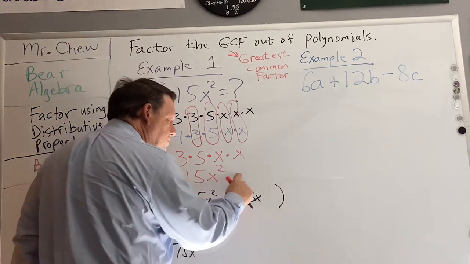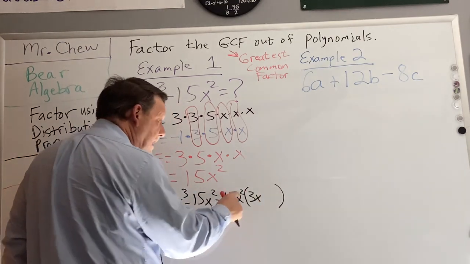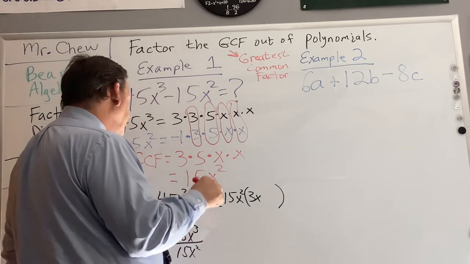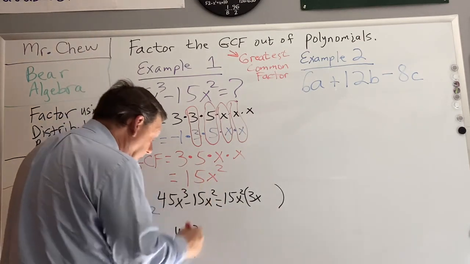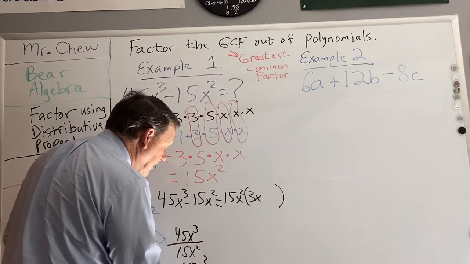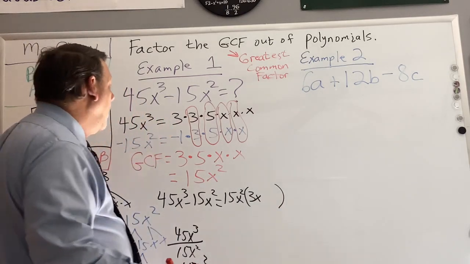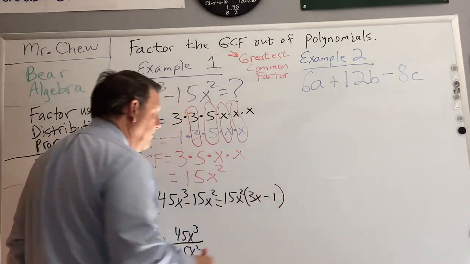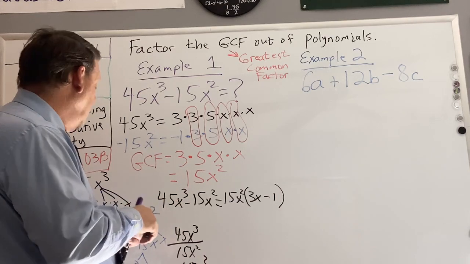So if I take the distributive property and multiply 15 times 3, I get my 45. x squared times x, I get my x cubed. All right, now if you need to, you can write that down and divide it by 15x squared. Or you can say, what hasn't been circled? Negative 1. There's your answer.